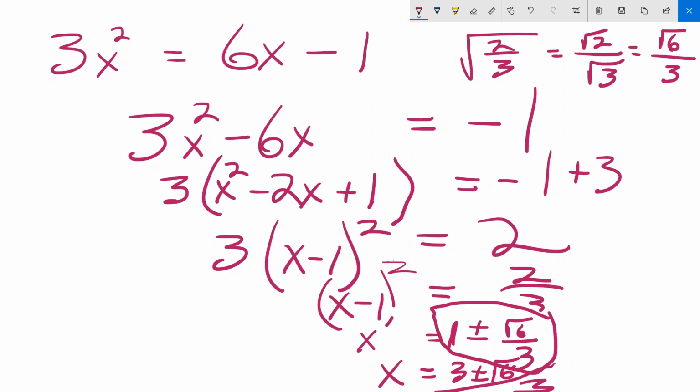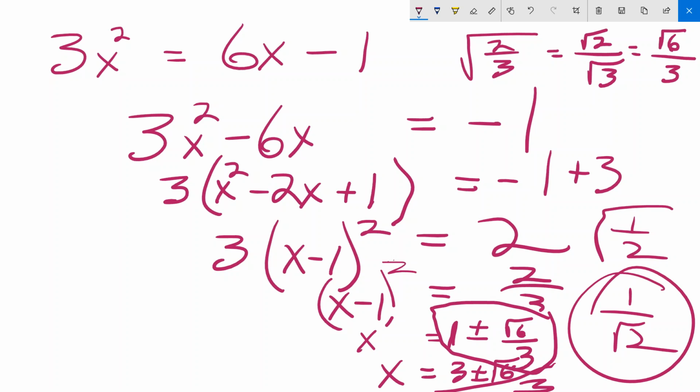But it's always going to be the case. In other words, same thing if you take the square root of 1/2, that's the same as 1 over root 2. That needs to be rationalized. So whenever you have a fraction, first of all, split it up into the root of the numerator over the root of the denominator, and then figure out whether you need to rationalize it.